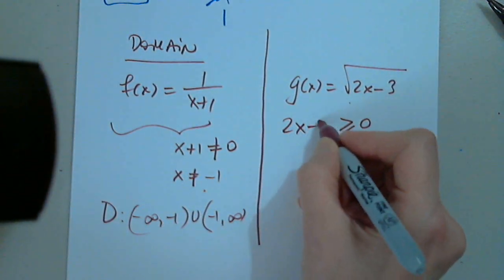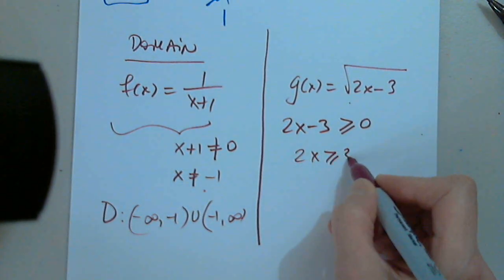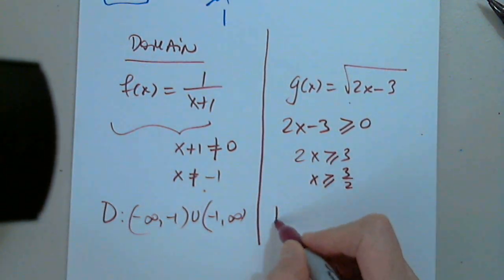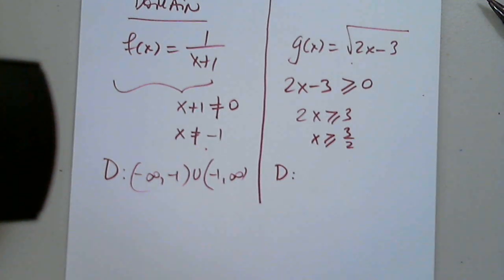2x minus 3. Excellent. Very good. So 2x greater than or equal to 3, x greater than or equal to 3 halves. How do I write the domain in interval notation? Awesome. Thank you very much.